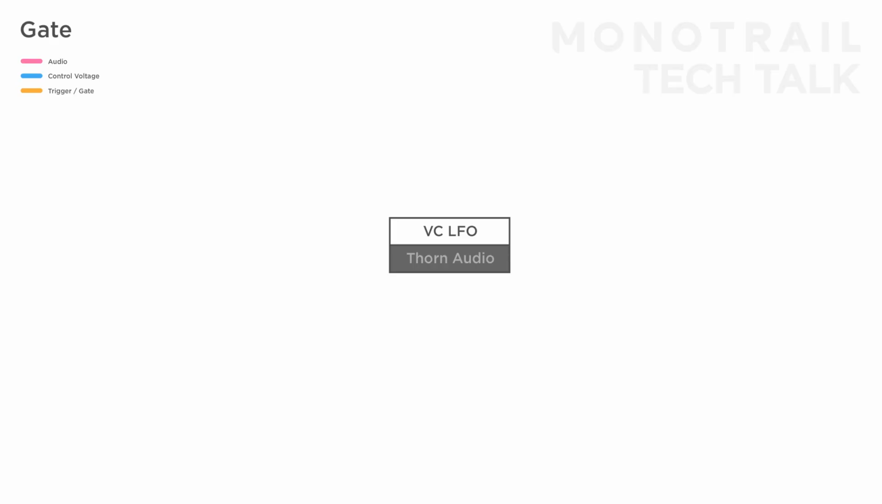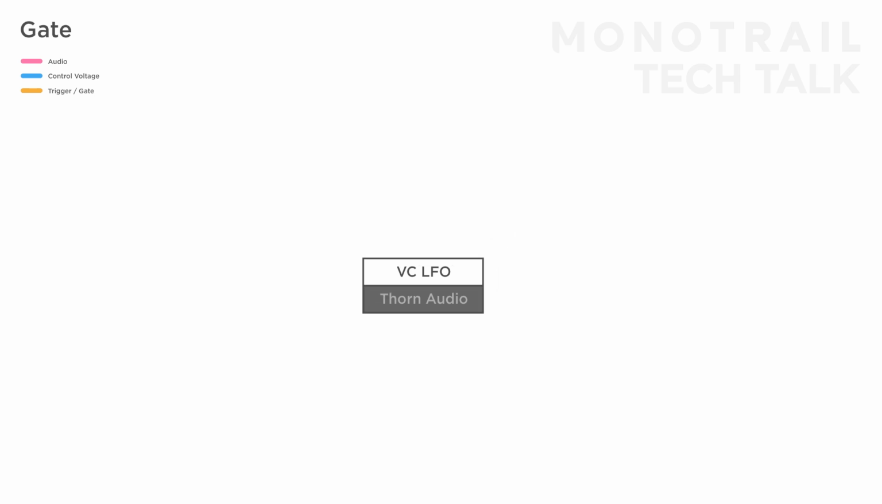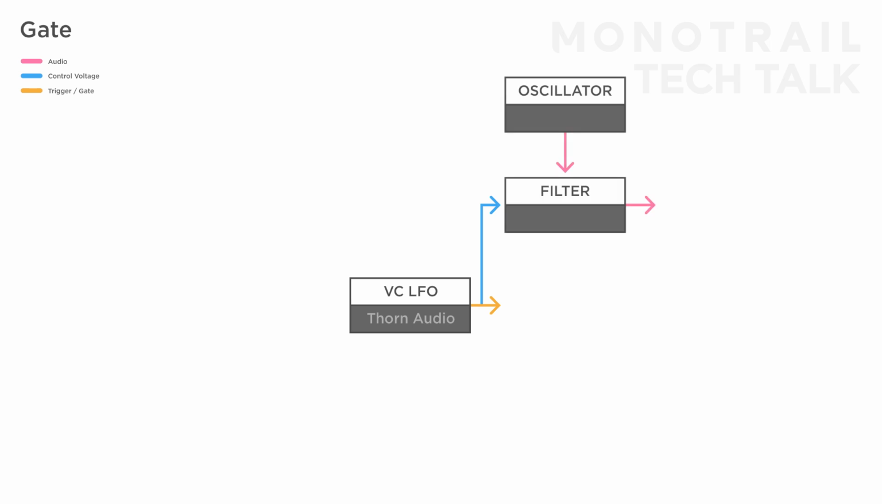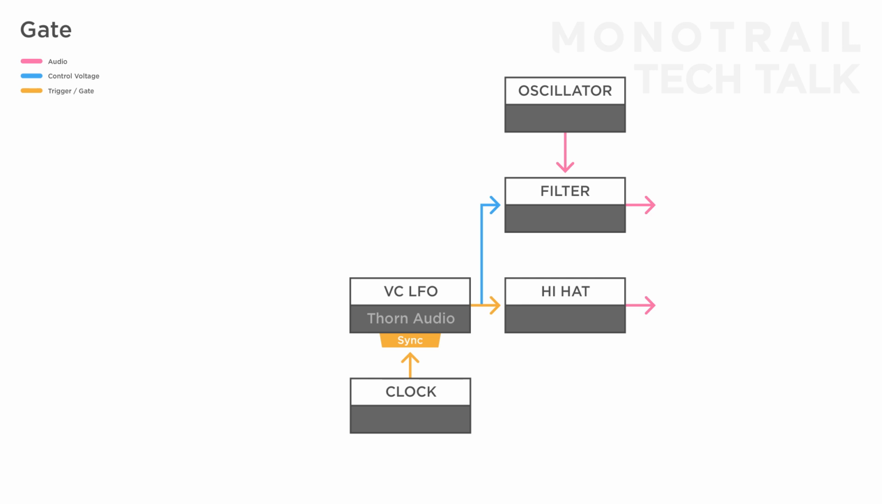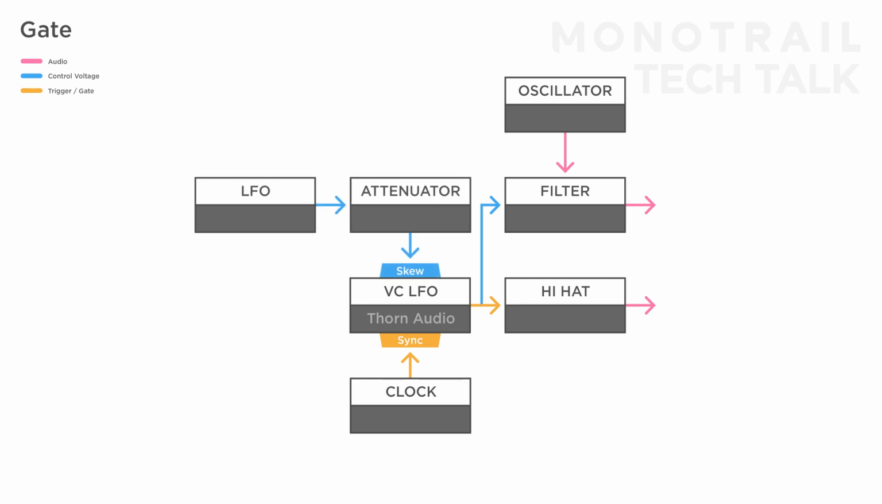Following the wave shape, it's worth it to experiment with different waveforms to create trigger patterns. In this patch, the gate output of the VCLFO is both modulating a filter and triggering a hat. A clock is used to sync the LFO, and a free-running LFO is used to modulate the skew to have the pattern drift around a bit.